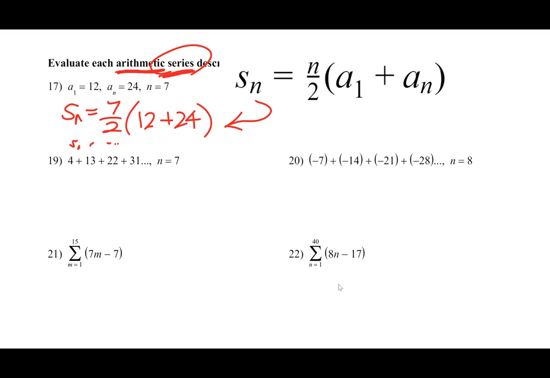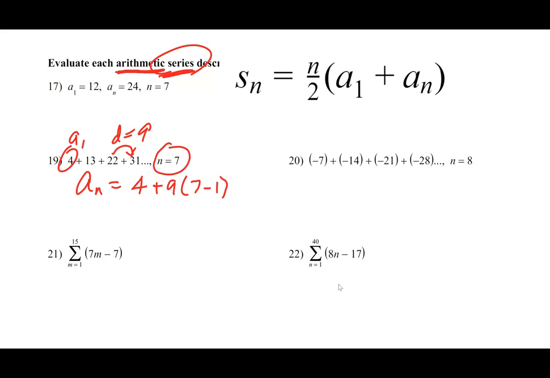And then 19, I'm running out of time, so I have to talk fast. In 19, a sub 1 is given, the first number, and d is given. Well, d equals 9 is not given, you have to figure it out. And n is given, n equals 7. To use the sum formula, I need to first find a sub n. So use the a sub n formula first, which is what we did on the previous problems. If you type it in, you get the a sub 7th term is 58. Note that n is 7. Then you type 58 into the S of n formula, and you get the answer.